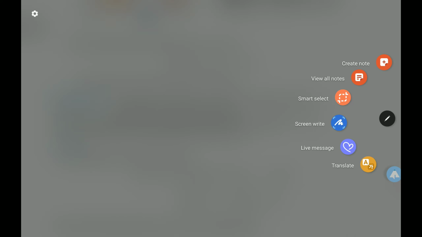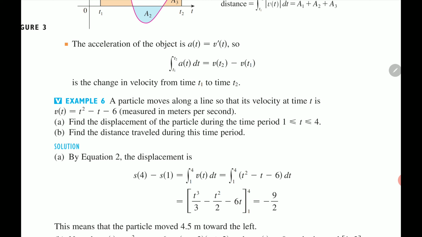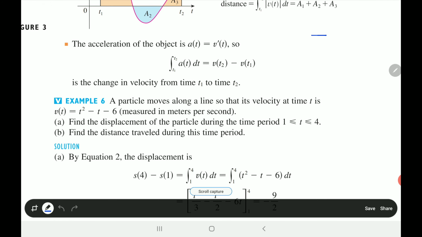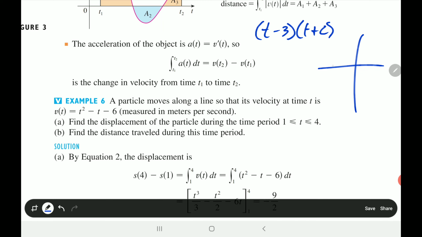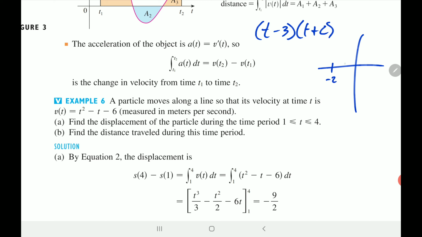Now, to find the overall distance traveled, we need to find where the function crossed the x-axis. Basically, we kind of need to give a little tiny bit of a graph of the function. Okay, so if we factor that, that gives you t minus 3, t plus 2, which means the graph crosses the x-axis at negative 2 and 3. Now, I'm only worried about this interval, so from 1 to 4.